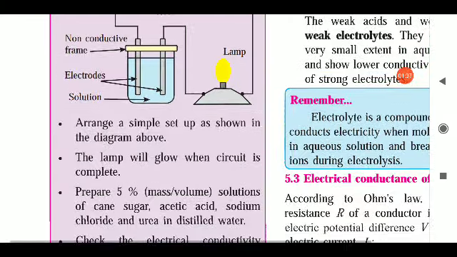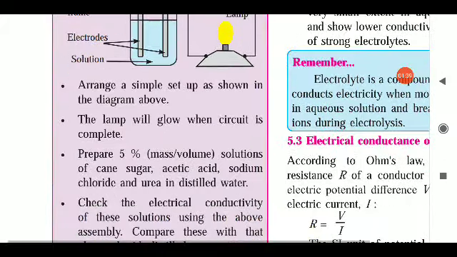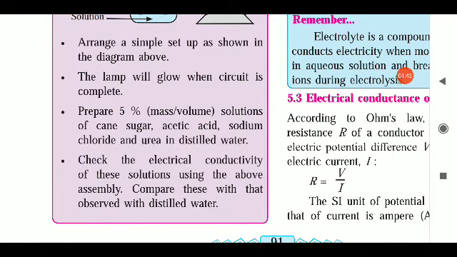This is the simple theory behind this diagram, and for this we are going to prepare 5% mass by volume solution of cane sugar or acetic acid, sodium chloride and urea in distilled water. Check the electrical conductivity of these solutions using the above assembly, and compare these with that observed with distilled water.